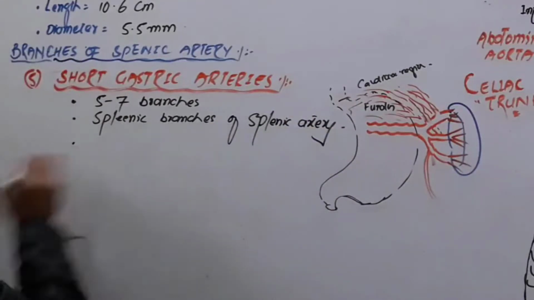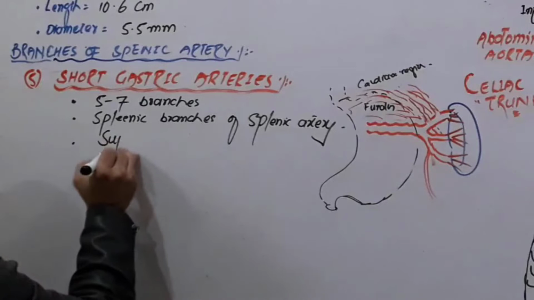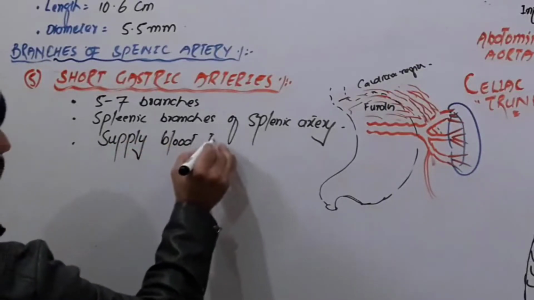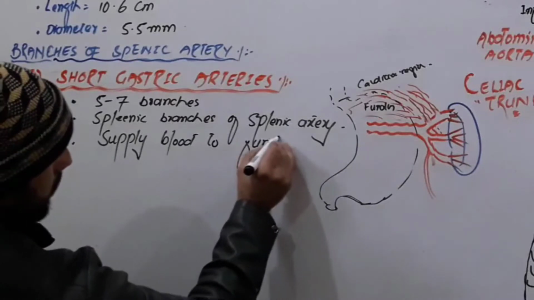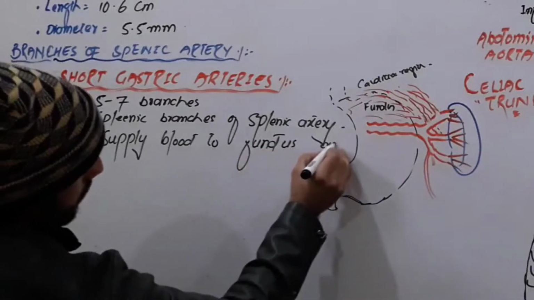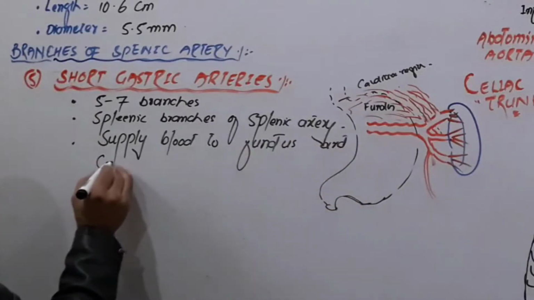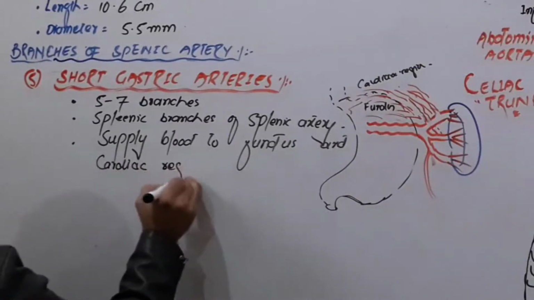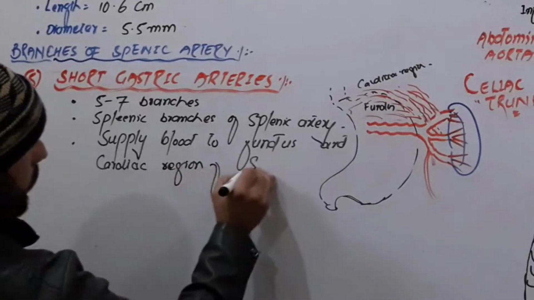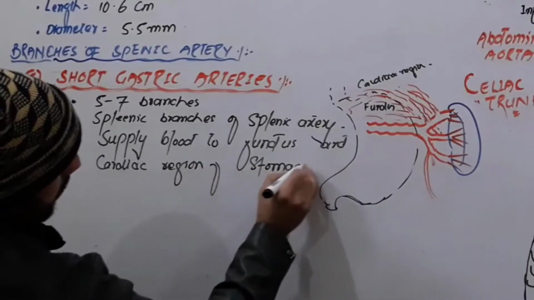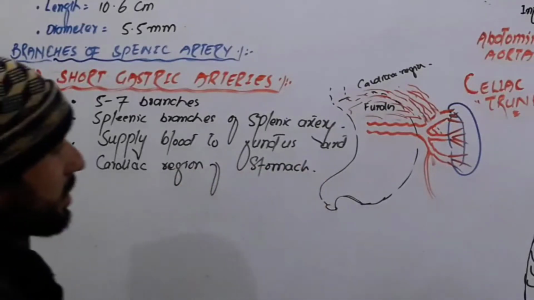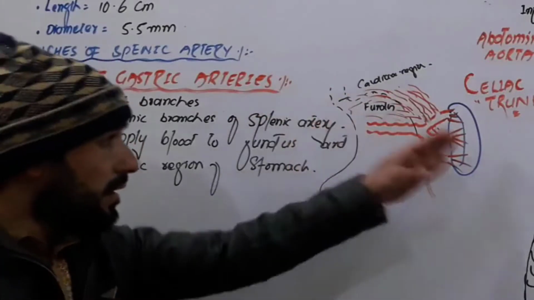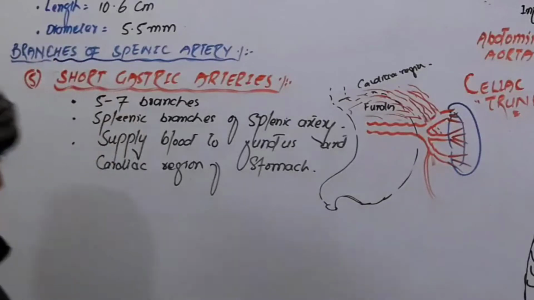Done. And what do they do? They supply blood to fundus and cardiac region of stomach, and we can say mostly they supply blood to the upper lateral part or to the upper left side of the stomach.